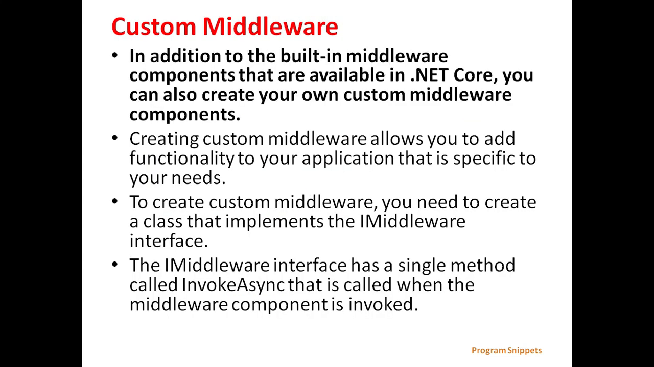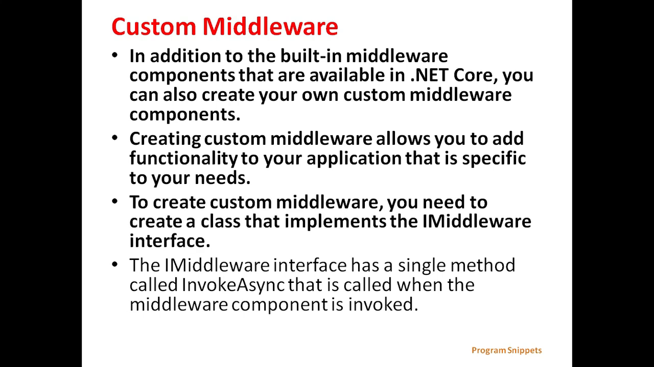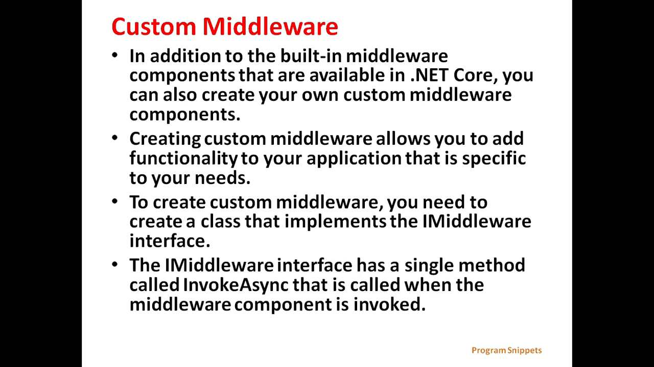And custom middleware. In addition to the built-in middleware components that are available in .NET Core, you can also create your own custom middleware components, which allows you to add functionality to your application that is specific to your needs. To create custom middleware, you need to create a class that implements the IMiddleware interface. The IMiddleware interface has a single method called InvokeAsync, that is called when the middleware component is invoked.